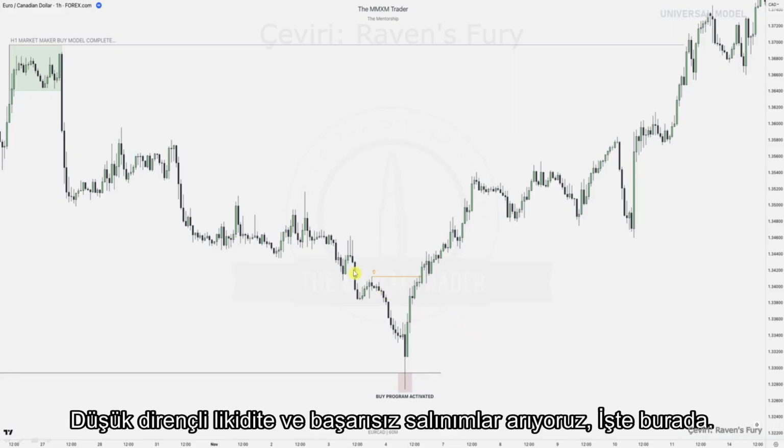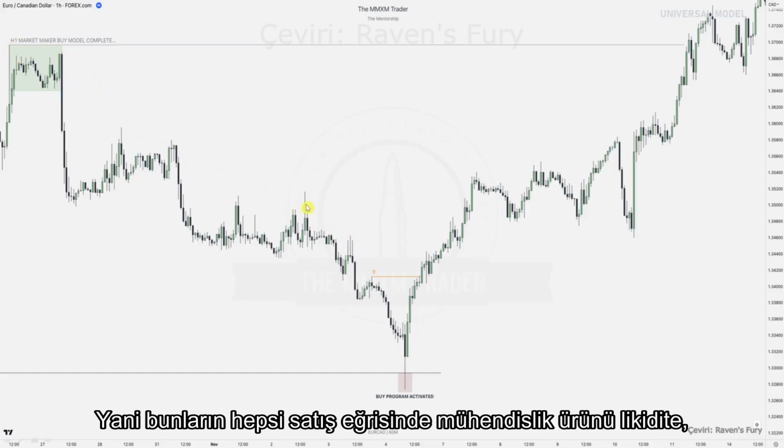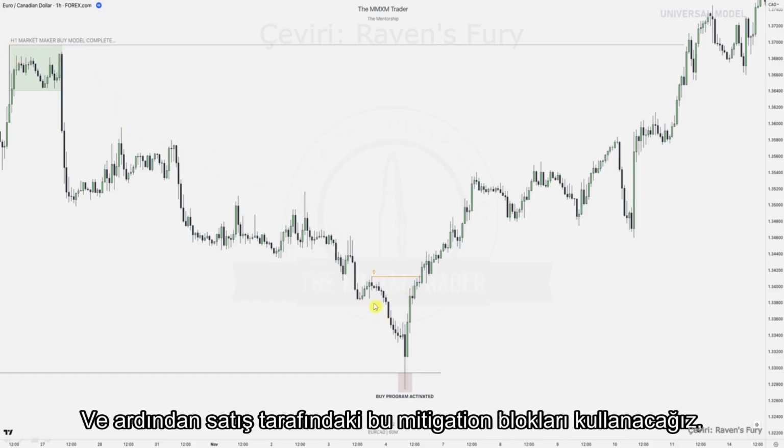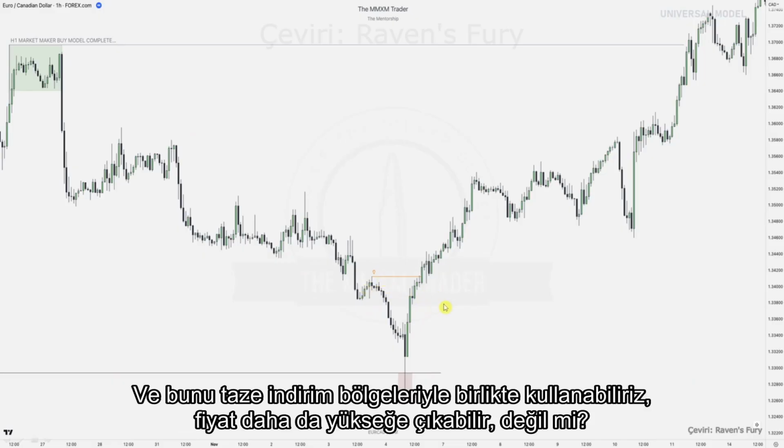And now what we're gonna do, think about previous lessons, right? We're looking for low resistance liquidity, failure swings, right? Over here, failure swings up here, and then eventually failure swing up there. So all engineered liquidity on the sell side of the curve, right? And then we're gonna use those mitigation blocks from the sell side of the curve, outline them in time to the right, and we can use that with fresh discount arrays.